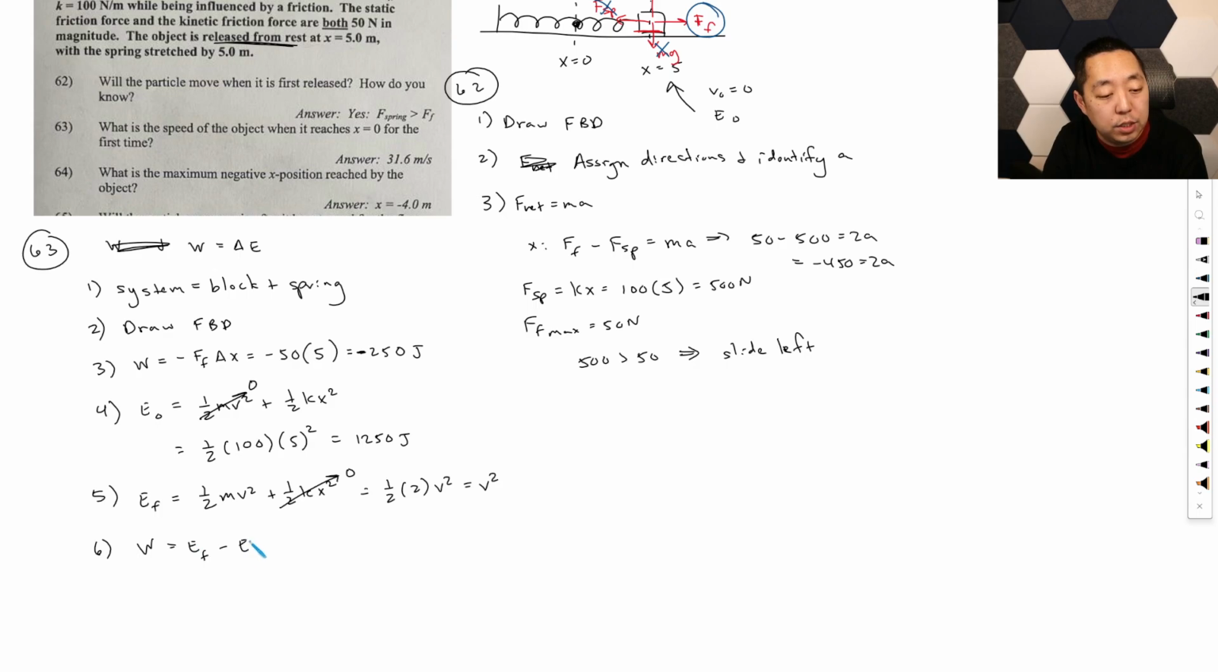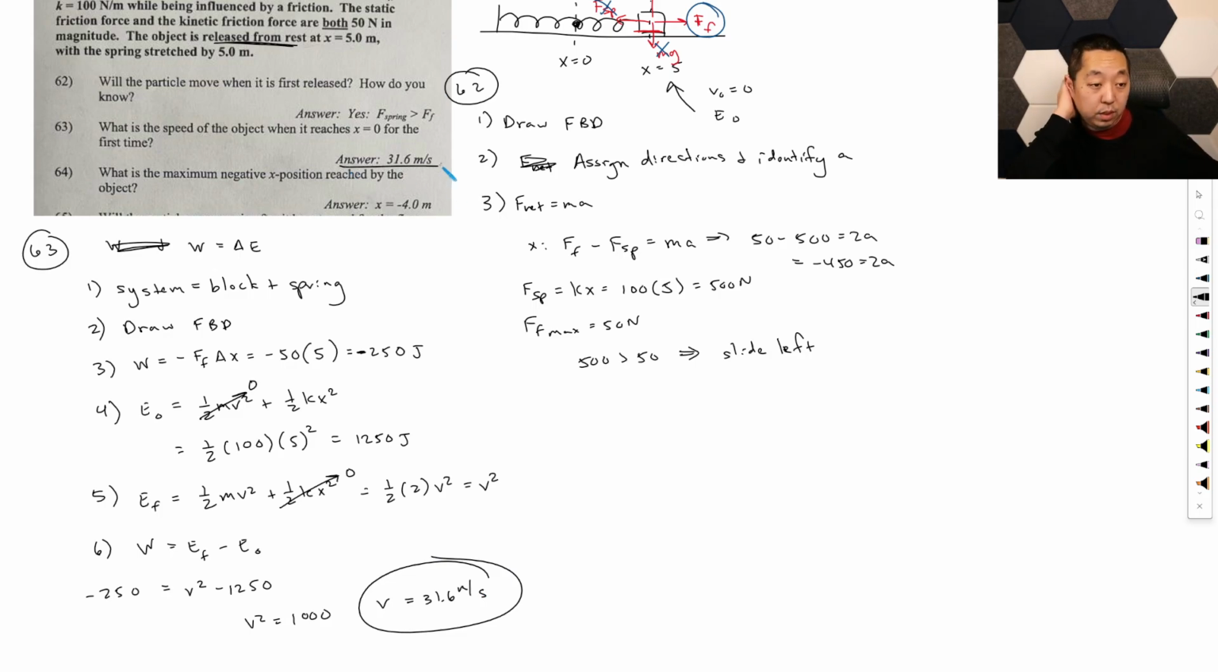Final minus the initial. And that's going to be negative 250 is the final energy, which is v squared, minus the initial energy, 1250. You find that v squared is 1,000 by adding the 1250, and so v is the square root of that. And that gives you 31.6 meters per second. Okay, and that matches the answer key there.